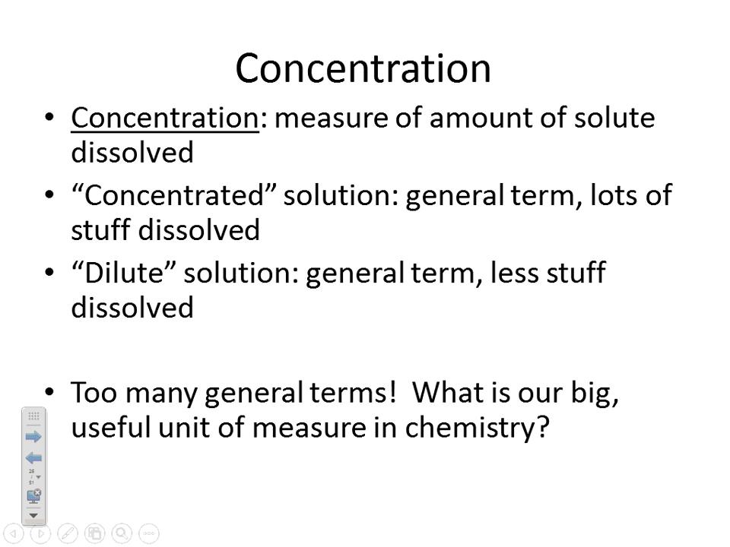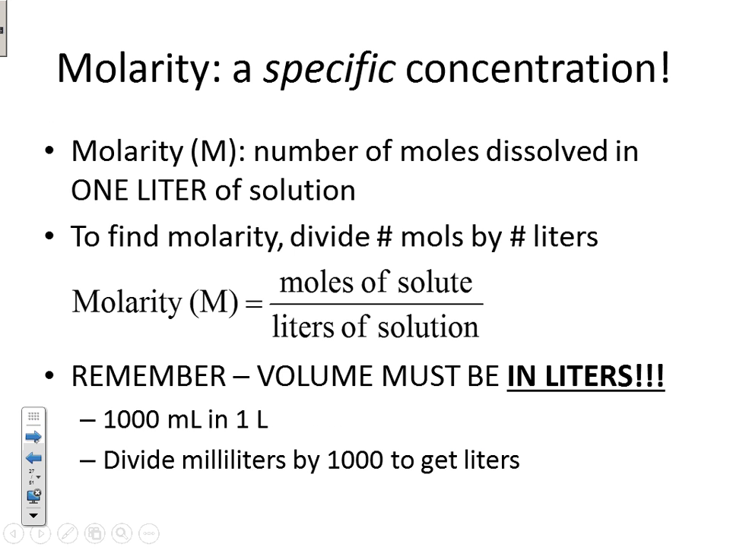But these are very, very general terms, and we don't like general terms in science. We like things that are specific. So our big useful unit of measure, which allows us to do so many things in chemistry, is the mole. So our unit of concentration that we use the most in chemistry involves the mole. And what is our unit of concentration in chemistry? It is called molarity. This is the unit for molarity.